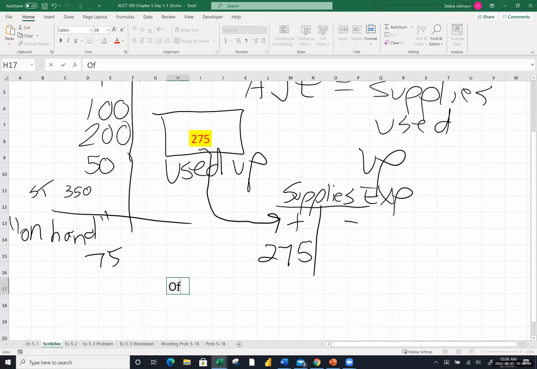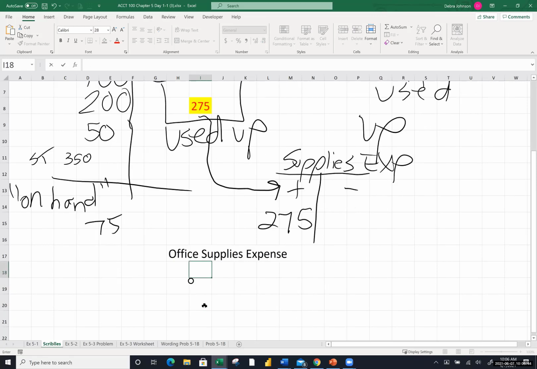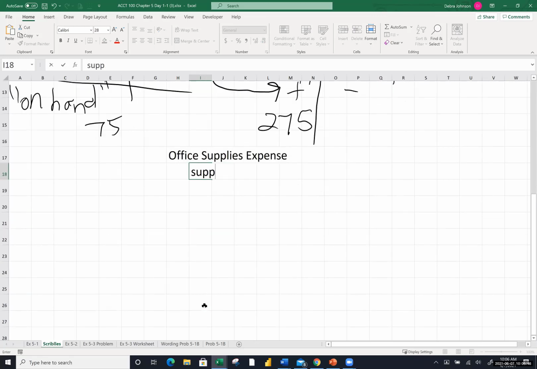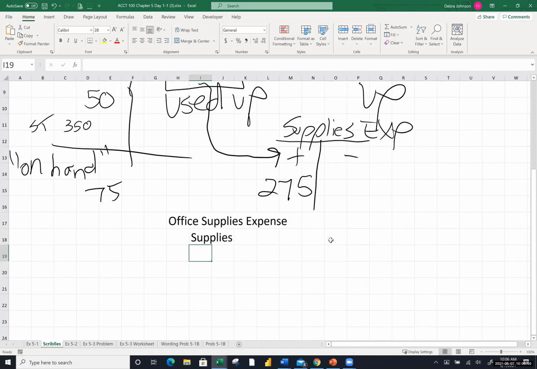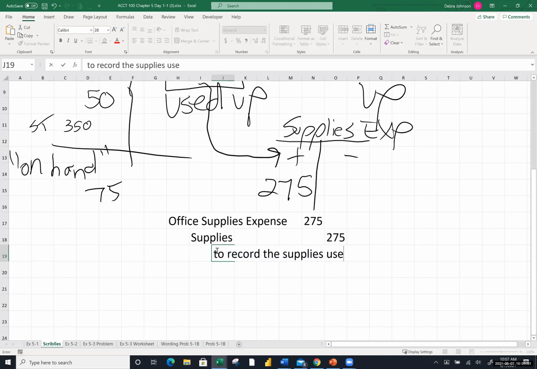We're going to be using some type of an expense account, in this case, office supplies expense, and we're going to credit the asset called supplies or office supplies, whichever account name this company uses. For how much? For the amount used up, which we just determined was $275. And so that would record the supplies used up.